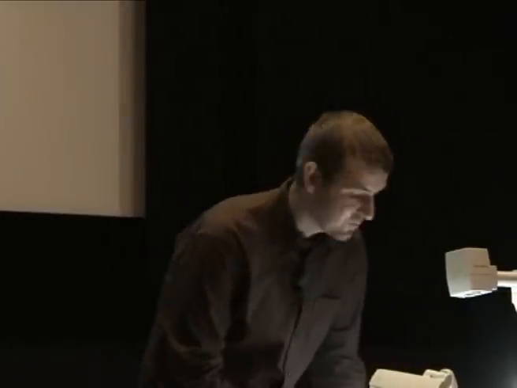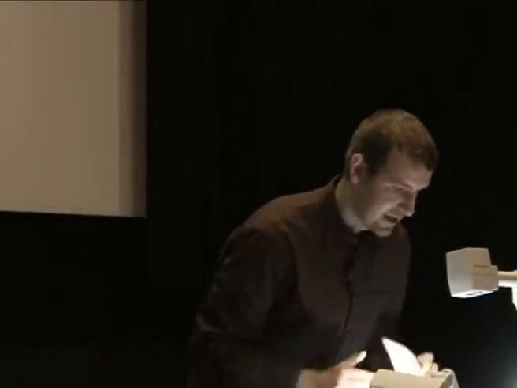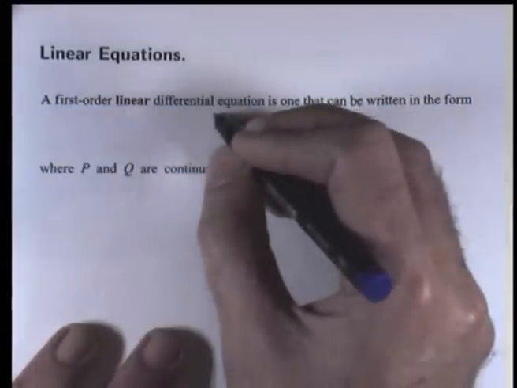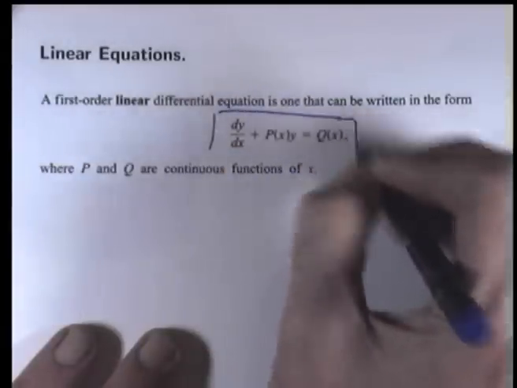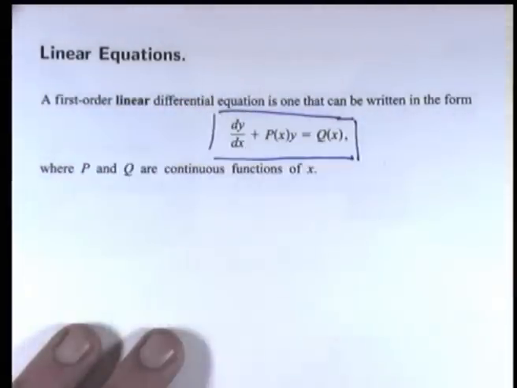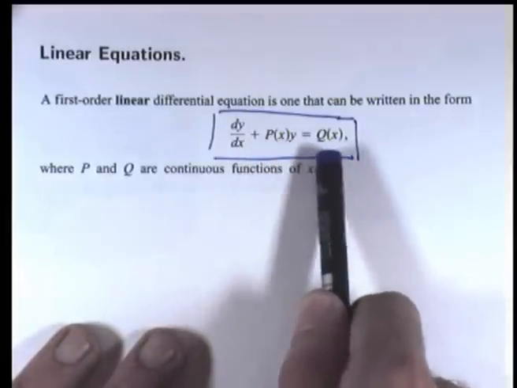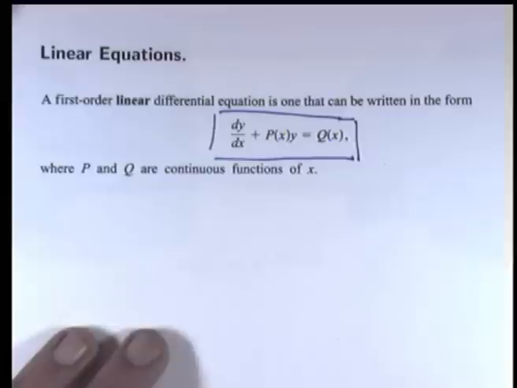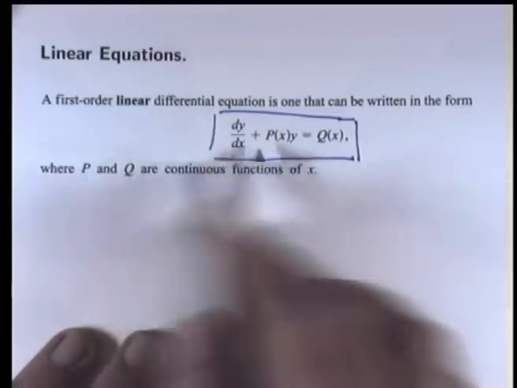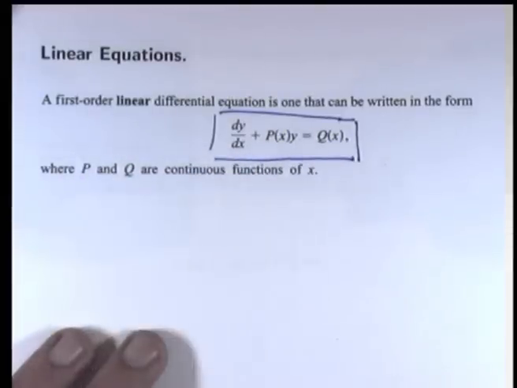Okay, so the first question is, what is a linear ODE? Well, a linear ODE has a special form, and it's important that you're able to recognise this form. Okay, so the form is just here. It's dy/dx plus a function of x times y equals another function of x, where p and q are functions, respectively, and they're continuous on some interval.